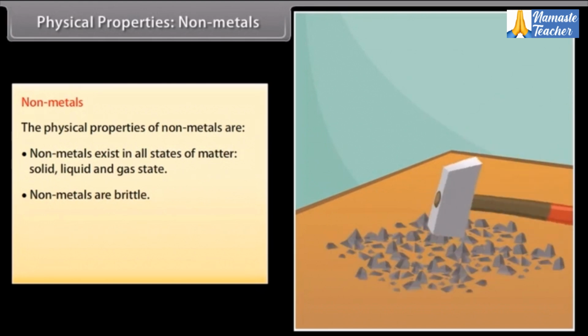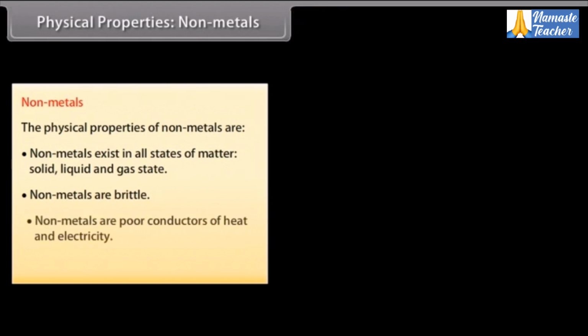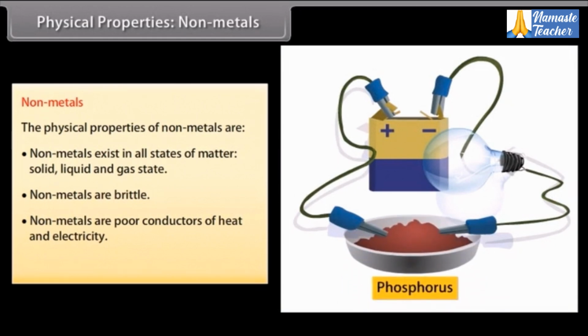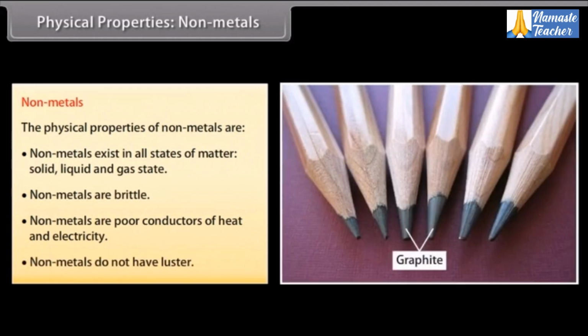Non-malleable and non-ductile: nonmetals are brittle and cannot be rolled into wires or beaten into sheets. Poor conductors of heat and electricity: nonmetals are poor conductors of heat and electricity. Graphite, a form of carbon, is an exception as it is a good conductor of electricity and is used in making electrodes. Luster: nonmetals have no metallic luster and do not reflect light.